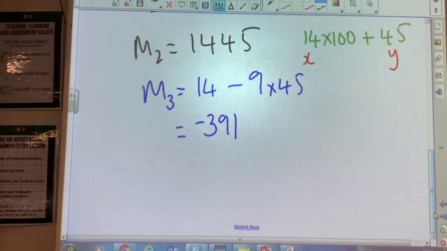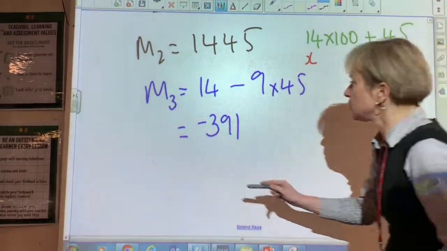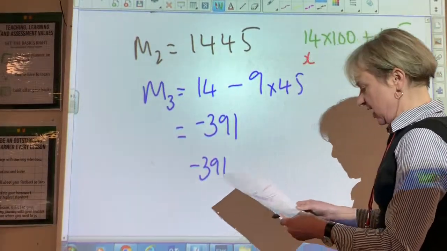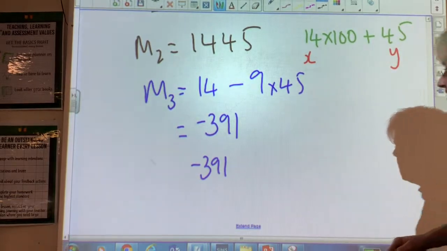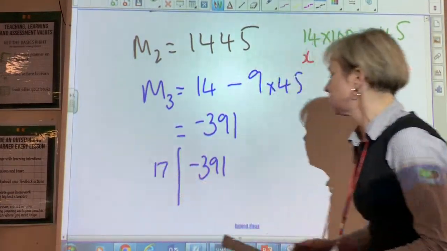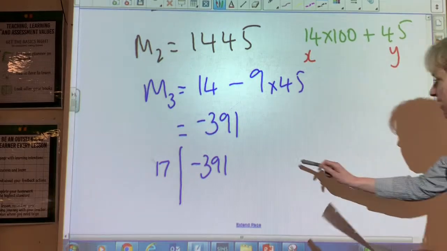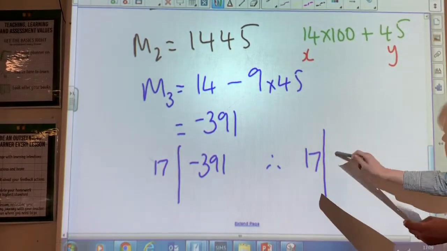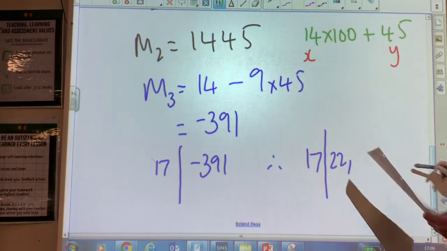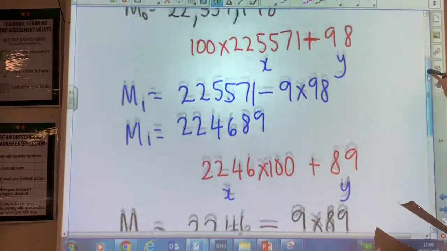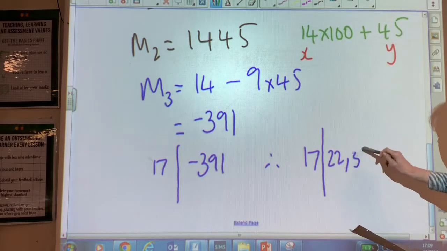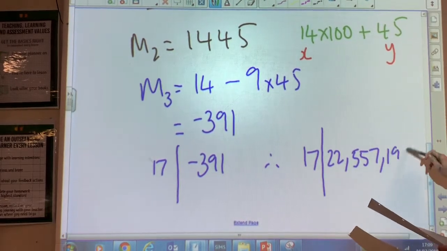So now with your minus 391, you know that minus 391 is divisible by 17. 17 goes into that. Therefore, we would say 17 goes into our 22 million, 557,198.